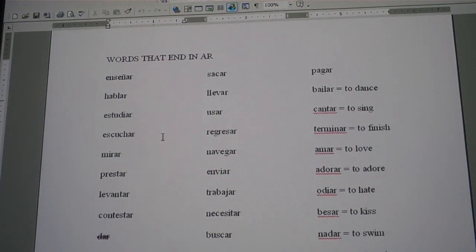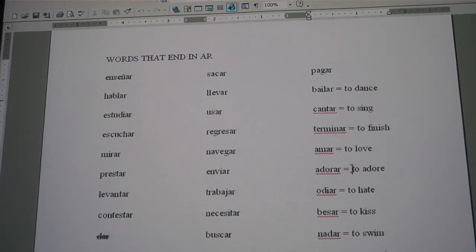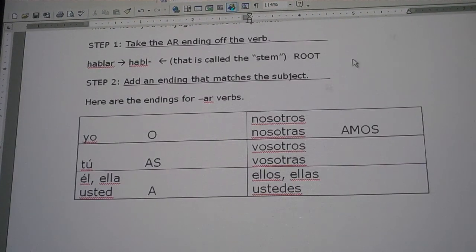How do you say "amar"? Amamos. We love is amamos. I say adore. How would you say that? How do you say "we adore"? Adoramos. Very good. Okay.